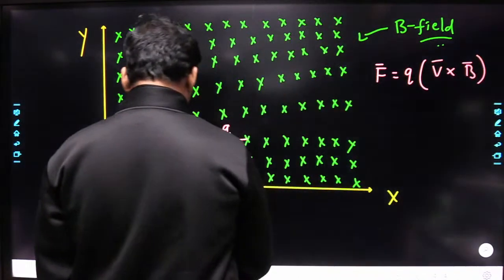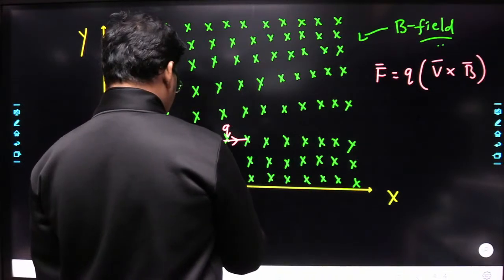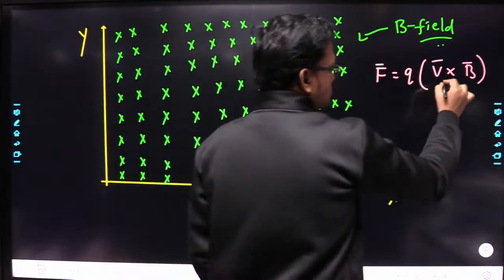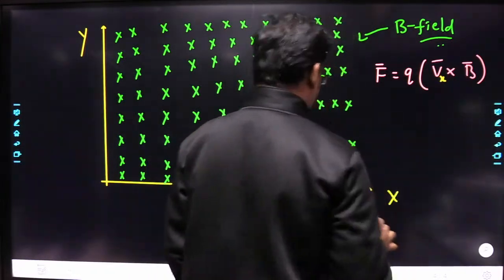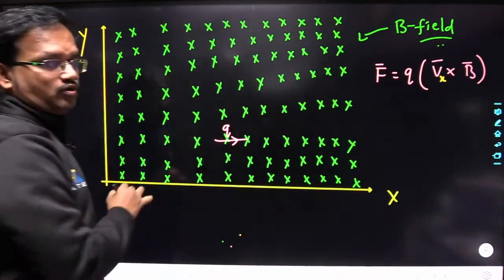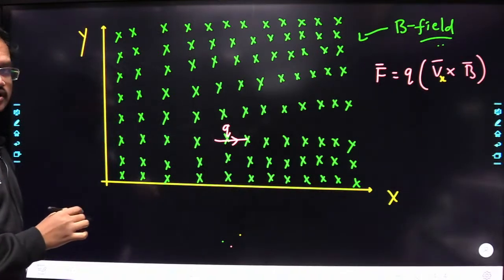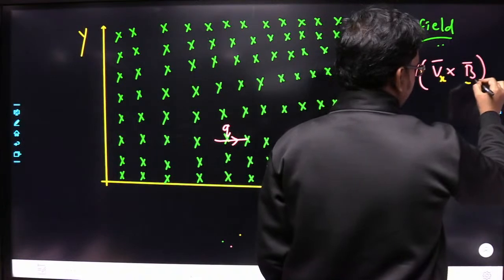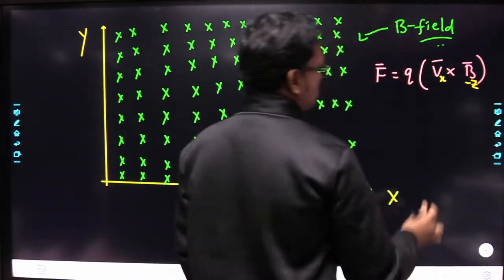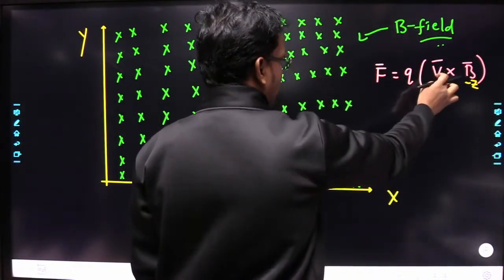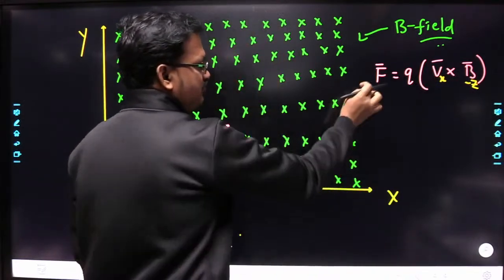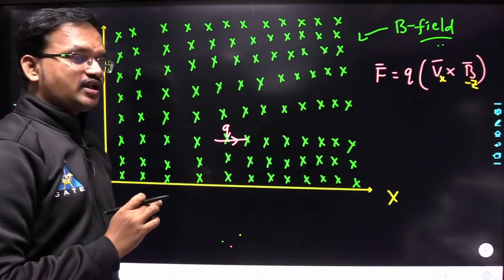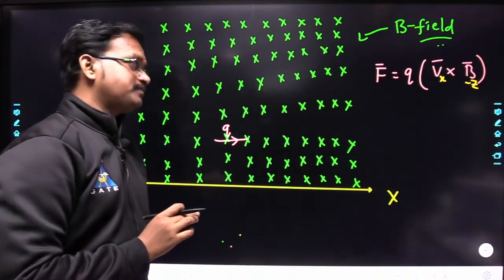Now here initially the velocity is in X direction, and the B field is pointing into the board. Into the board means which direction? Negative Z direction. That means B field is in negative Z direction. So if B field is in negative Z direction and velocity is in X direction, in which direction is it going to experience the force? Now you have to tell me the answer here. Tell me.